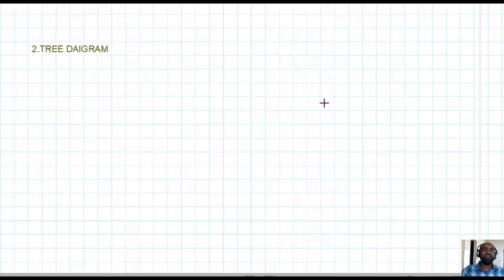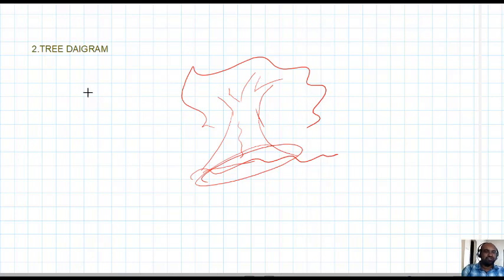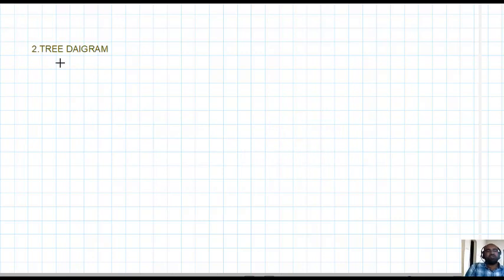Next, tree diagram. Tree. Everyone knows about a tree. This is a tree. Tree diagram. I will explain why they gave a name like that. So actually this is a tree. This is called the main branch of the tree. This main branch will have some sub branches. Again they will have some more sub branches. So using this concept you can represent Cartesian product of two sets. Again through an example I will explain.